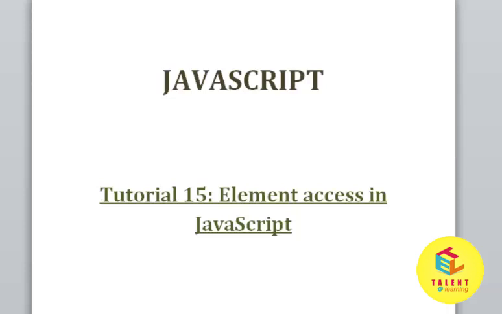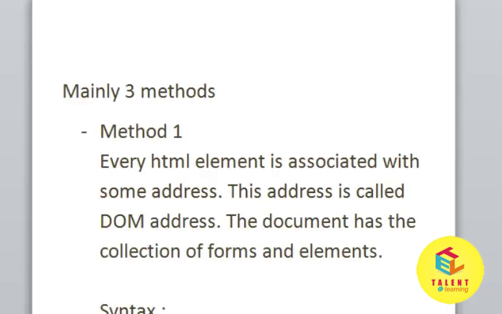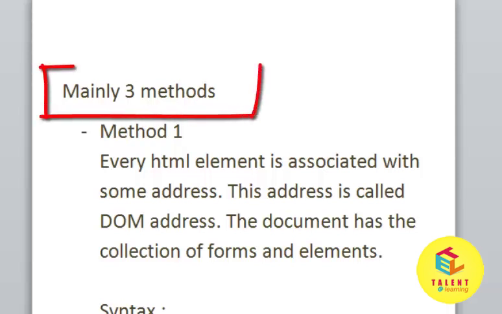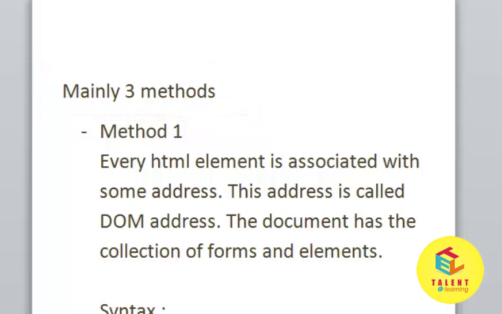In this tutorial, we will discuss how to get access to HTML elements using JavaScript. There are several ways by which we can get access to the elements of HTML, but there are mainly three methods. In the first method, every HTML element is associated with some address. This address is called DOM address. Here DOM is Document Object Model.